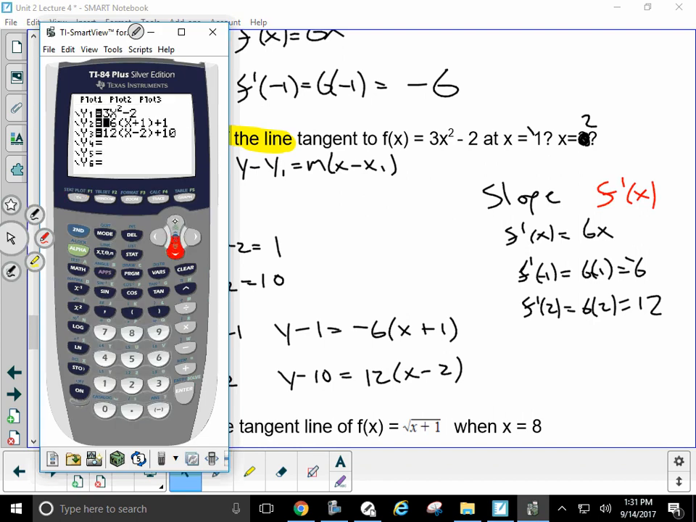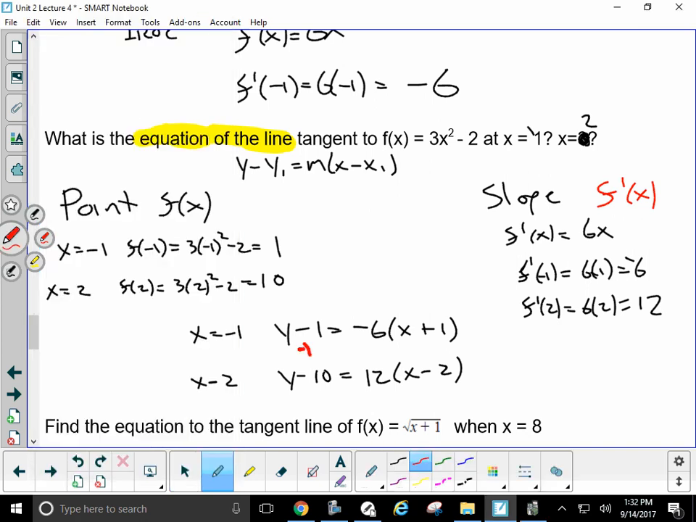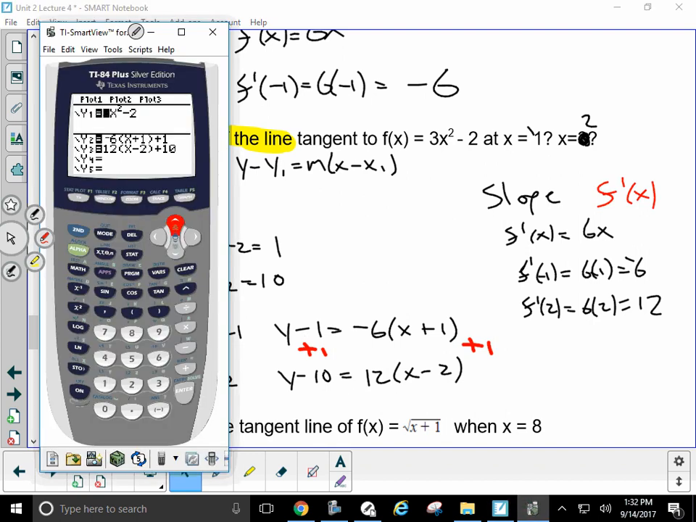Now, to graph these, I don't need to solve for y equals mx plus b. I can solve for y equals m times x minus x1 plus y1. I can just add this 1 to both sides. So if you're ever checking your work, I advise you use your calculator to check your work. Don't solve for y equals mx plus b. Don't distribute. It just takes too much time. Instead, just add the 1 and add the 10.